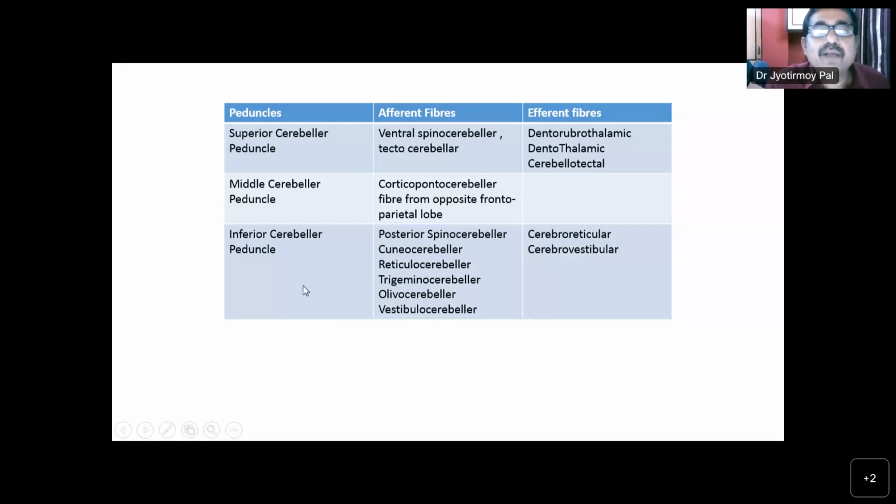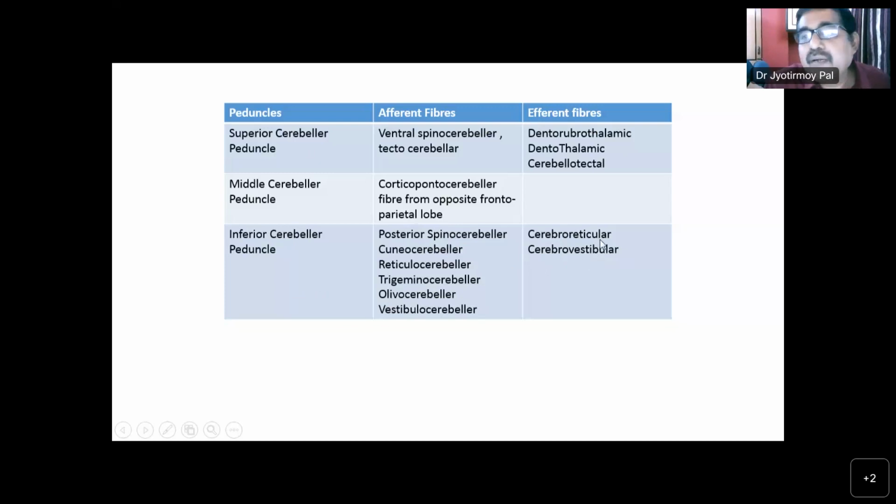The inferior cerebellar peduncle is basically the mix. There are both afferent and efferent fibers. Afferent fibers are basically posterior spinocerebellar, cuneocerebellar, reticulocerebellar, trigeminocerebellar, olivocerebellar, and vestibulocerebellar. To some extent, I described these before. Basically, the afferent and efferent also include cerebroreticular and cerebrovestibular. This efferent basically comes from the vermis.